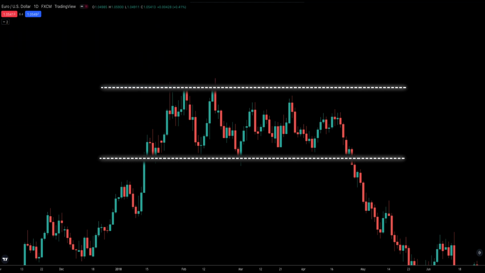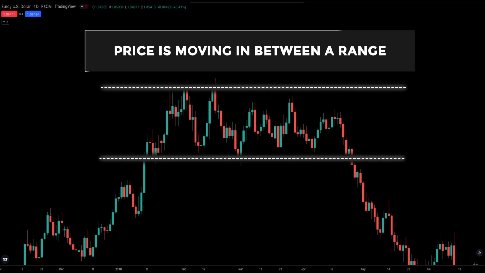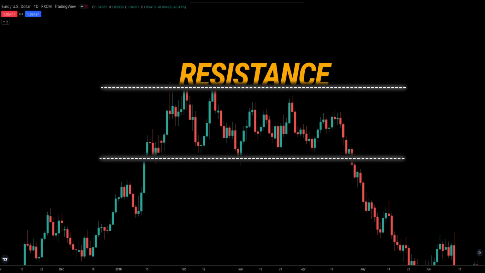In the example here, we can see that price is moving in between a range. This shows that both buyers and sellers are present, but the buying and selling pressure are not strong enough to push the price out of the range. The top of the range is the resistance, while the bottom of the range is the support.